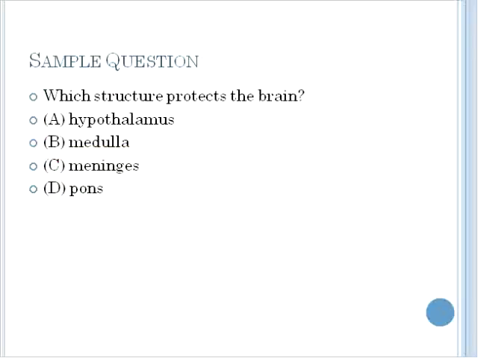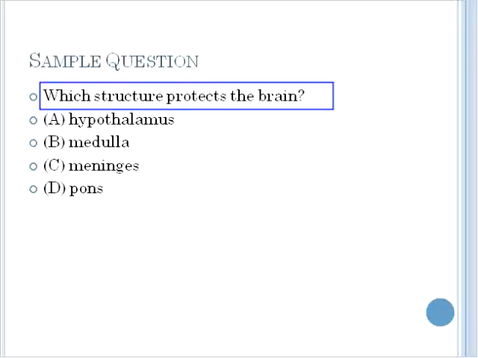Which are the structures that protect the brain? Hypothalamus, well, it's part of the brain. The medulla, again, a part of the brain. The pons, a part of the brain. The correct answer is meninges, which is the structure that actually protects the brain.